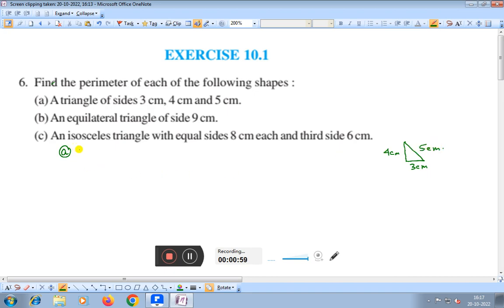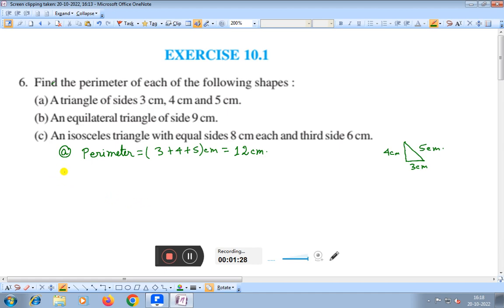Therefore perimeter of the triangle is... Perimeter means sum of all the sides. That perimeter of the triangle is equal to 3 plus 4 plus 5 centimeter, and that is equal to 3 plus 4 is 7, 7 plus 5 is 12, that is 12 centimeter. The perimeter of the first figure is 12 centimeter.